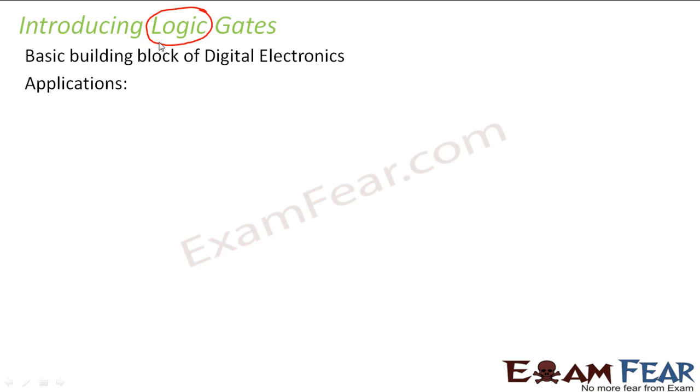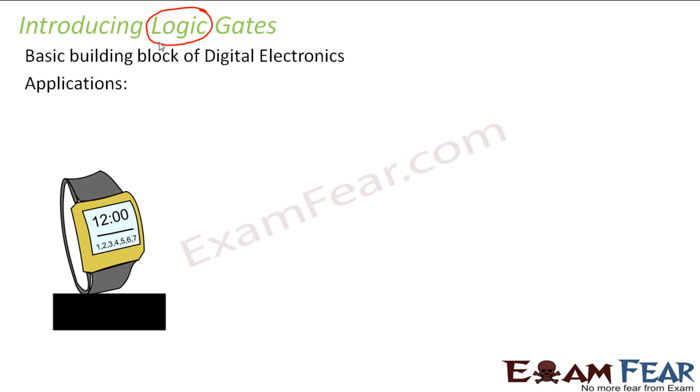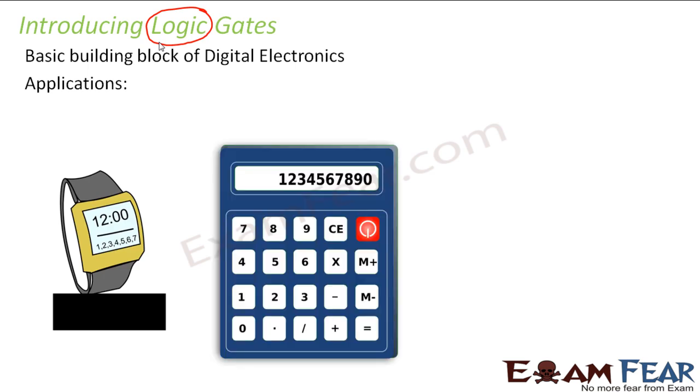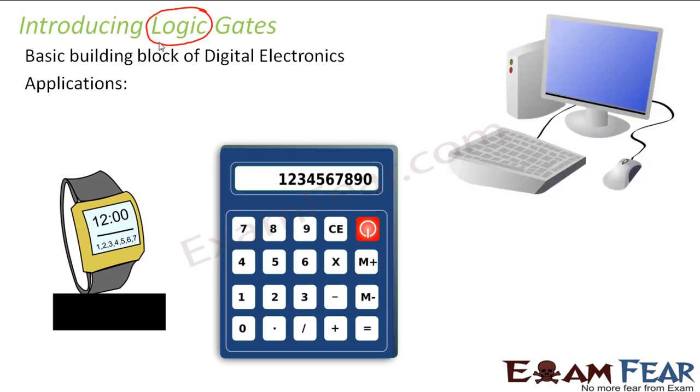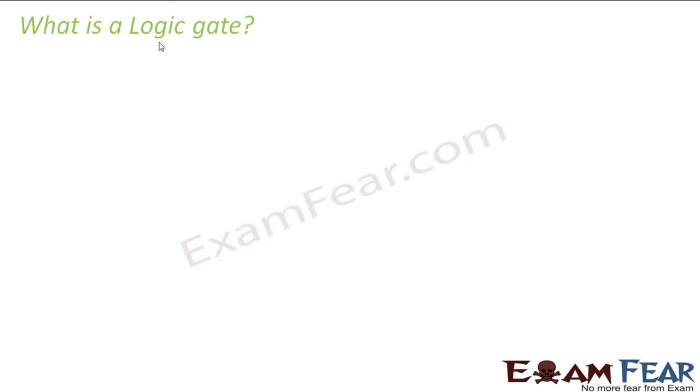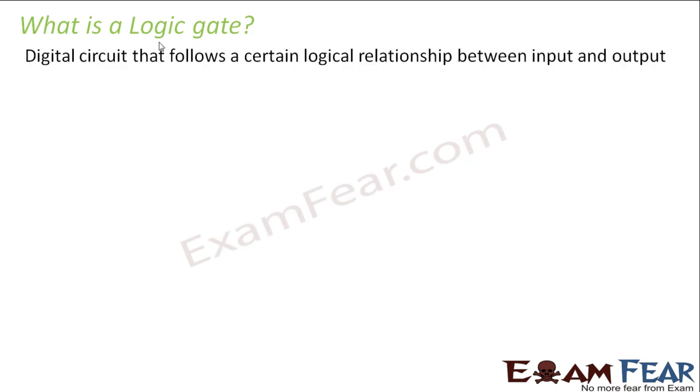So where are the applications of logic gates? Where do we actually see or use logic gates? We use them in digital watches, digital calculators. These are something very common which you would have seen. So we use logic gates in such things, in your computers. So now let us see what a logic gate is. It is a digital circuit that follows a certain logical relationship between input and output.